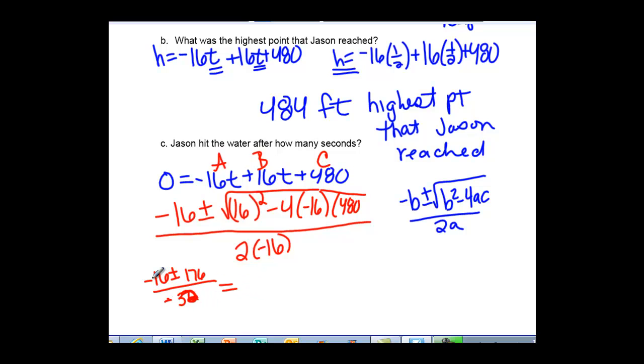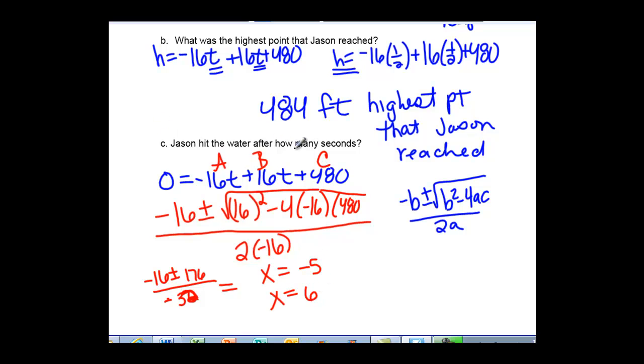All right, when solving, you should get negative 16 plus minus. When you take the square root of what you get when you simplify inside of here, you should have had 30,976. The square root of that will be 176. So you're going to do negative 16 plus 176 all over negative 32. And then you're going to do negative 16 minus 176 all over negative 32. Your two values will be x equals negative 5 and x equals 6.